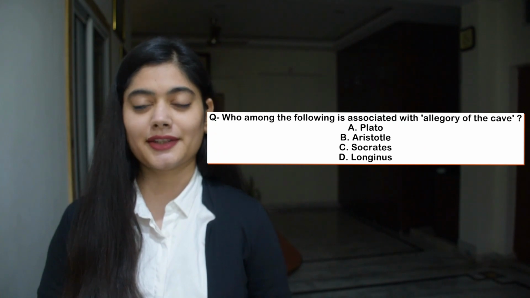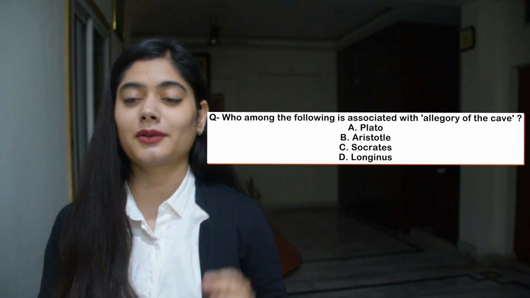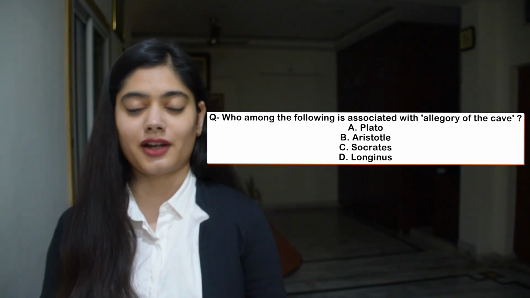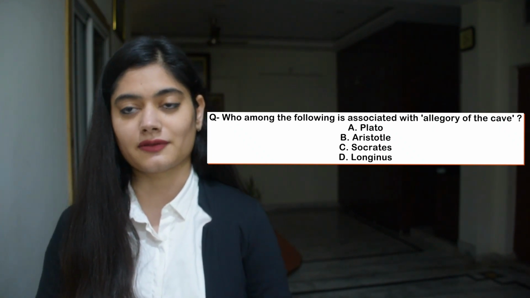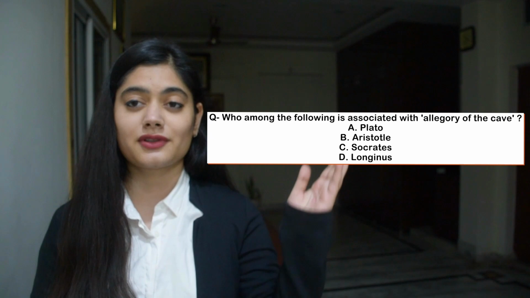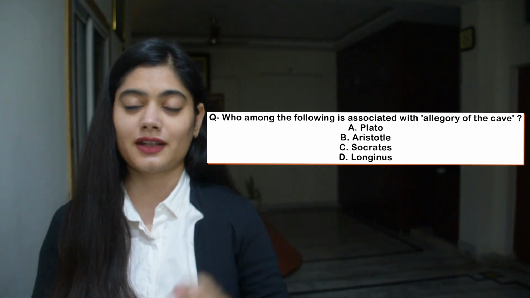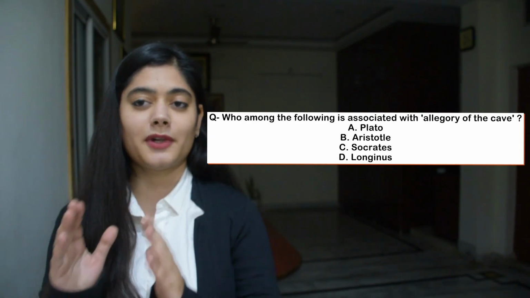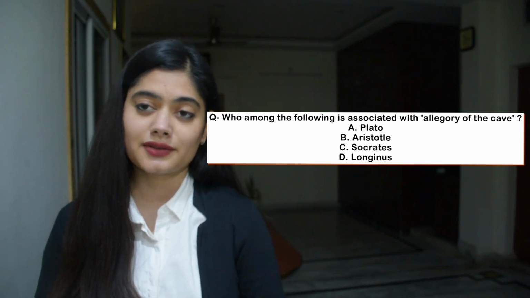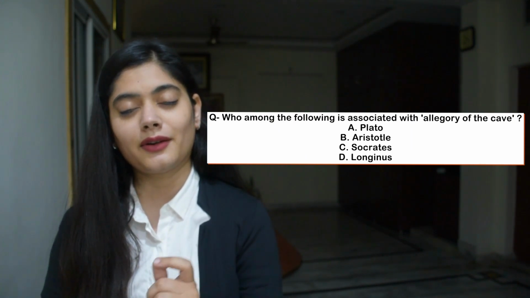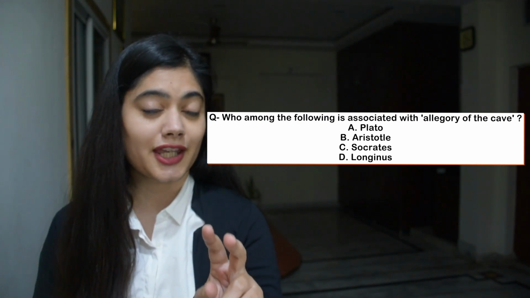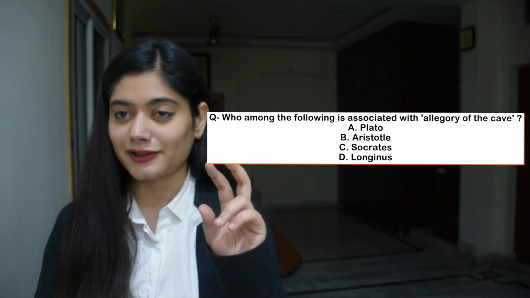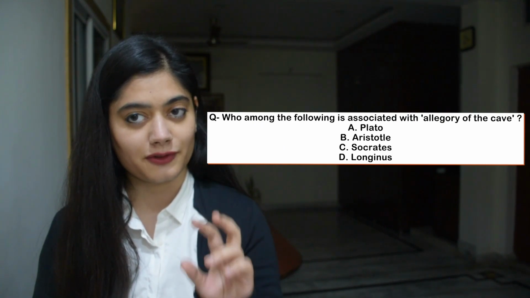Alright, so in today's video lecture, I'm going to look at question number 45 from JNU's 2020 M.A English Entrance question paper. Let's look at the question here. The question says, who among the following is associated with the Allegory of the Cave? Allegory of the Cave. Please mind that that's an important keyword for us for now.